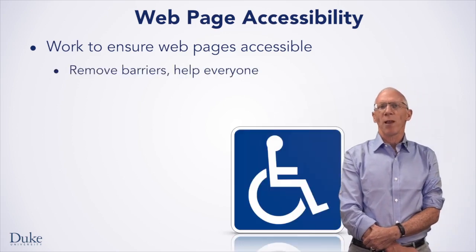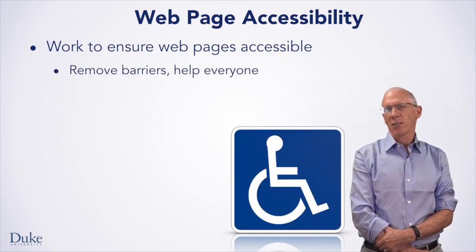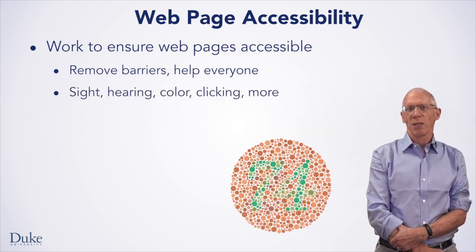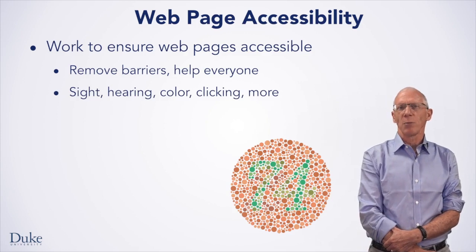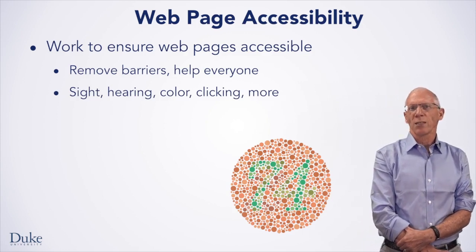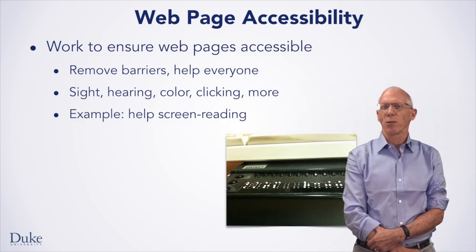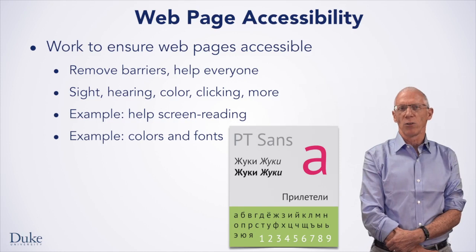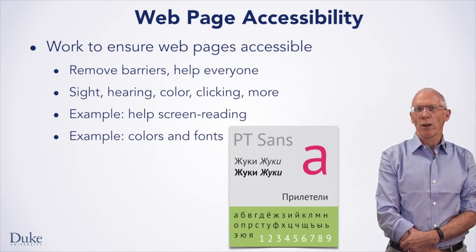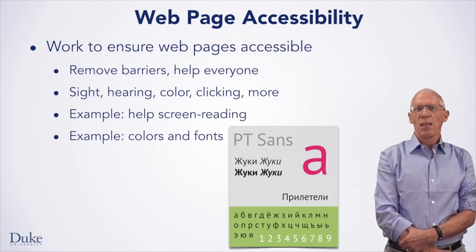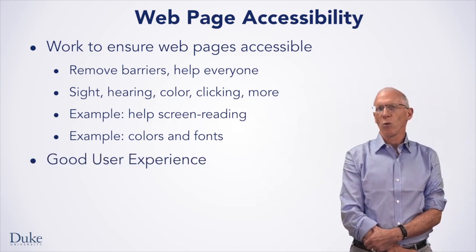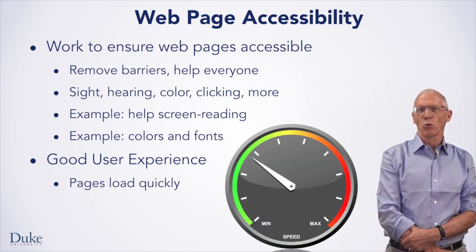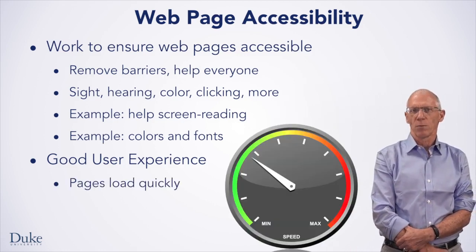You'll do this by removing barriers to help make your web pages accessible to everyone. Some people have trouble seeing certain colors, some can't see at all, and some have a hard time manipulating a mouse. Users with poor eyesight may use screen readers to help view and experience a web page. Some colors and some fonts are easier to read than others. Some alphabets require special fonts to display well. If you develop more web pages, you'll want to ensure a good user experience, and this means that pages should load quickly when that's possible.